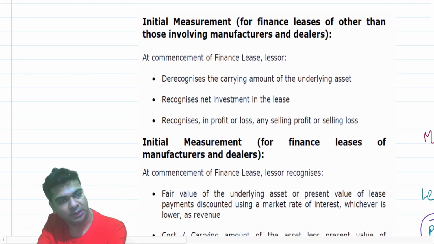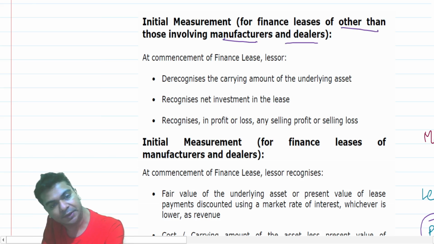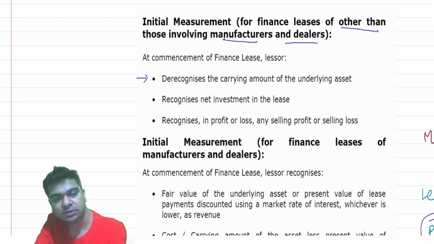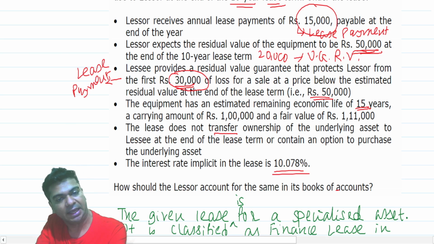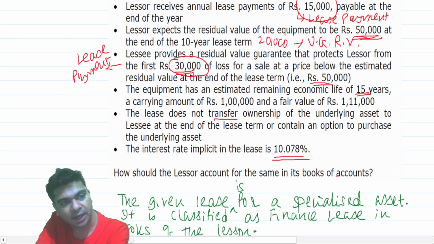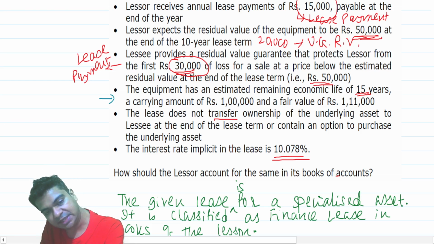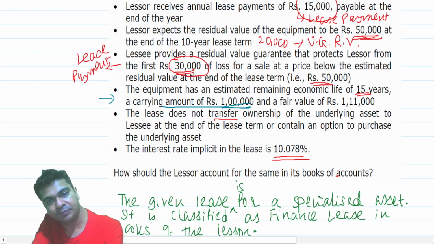See, this is what is the treatment to be done. A lessor other than manufacturer or a dealer. At the commencement of the finance lease, lessor shall de-recognize the carrying amount of the underlying asset. So we say here that we will de-recognize the carrying amount of the asset. Yes, here they say that the equipment has a carrying amount of rupees 1 lakh. That's the first point.